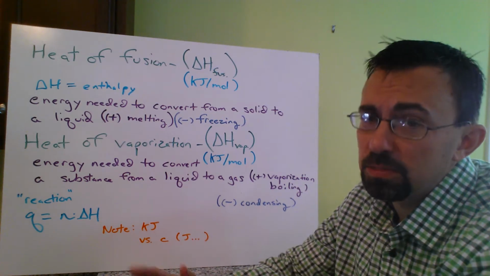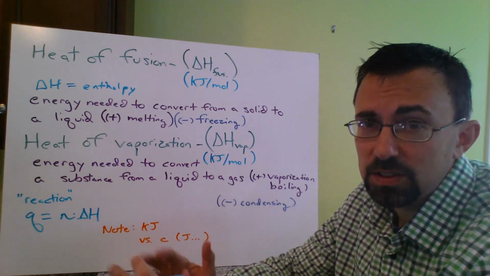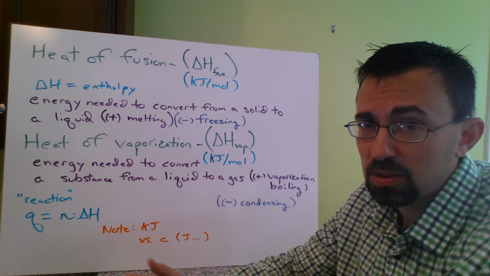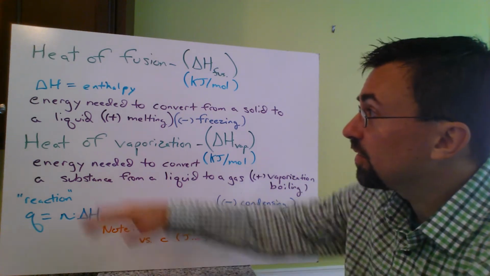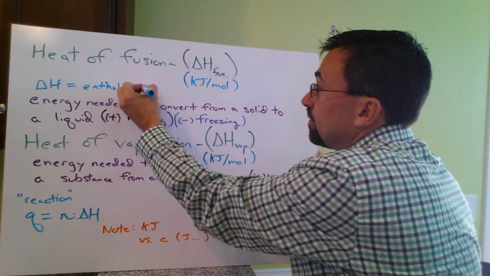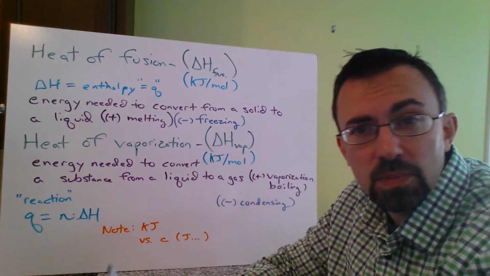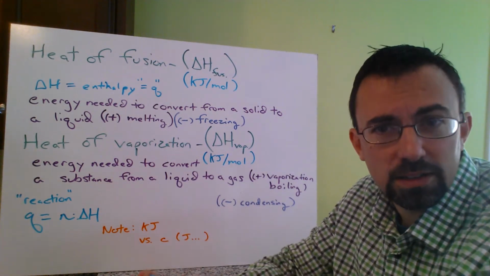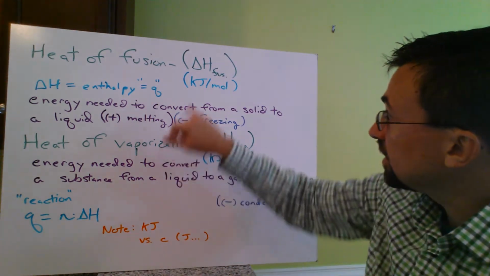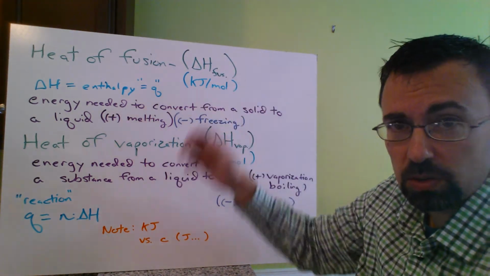Read the book. There's a much better description. There's some real physics, thermodynamics, chemistry going on behind the scenes. But for keeping things simple, this is our Q in chemistry. If it's a chemical reaction and it's a Q, we call it delta H. And it's typically kilojoules per mole, almost always.